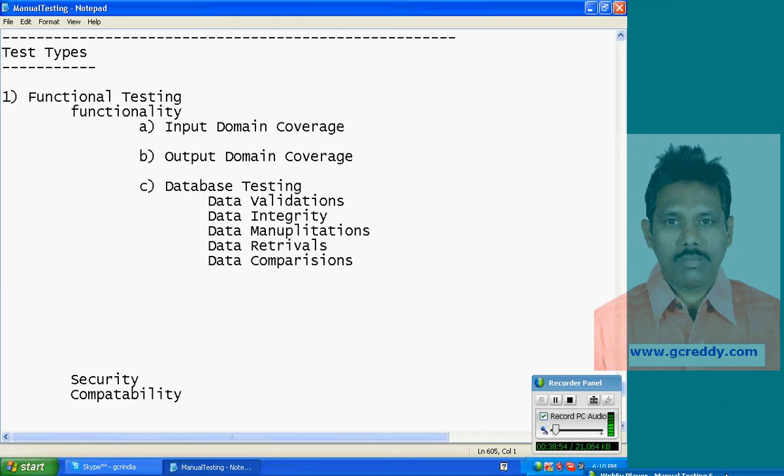See, sometimes we have to compare with input data, isn't it? Comparing with input data, data comparison. Otherwise, comparing with other resources. Suppose we imported some data from an Excel file. After that, you can compare database data with Excel file data. The data comparisons.